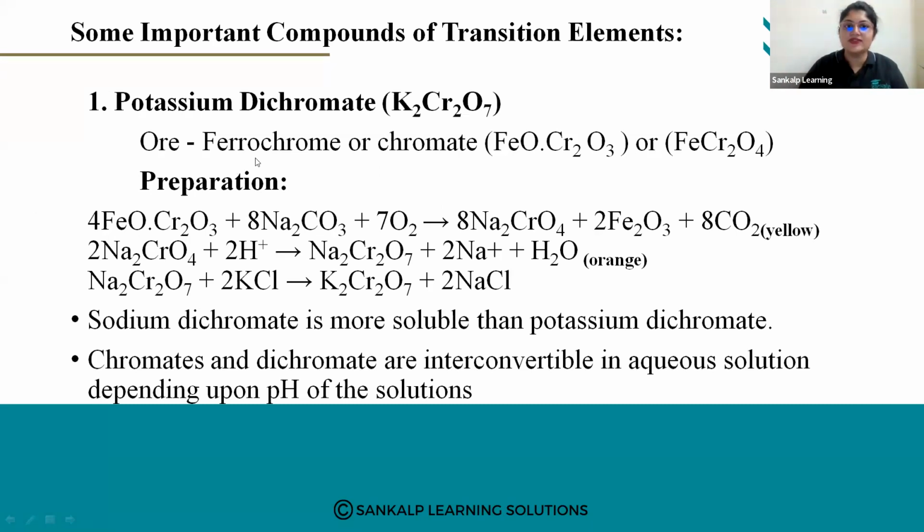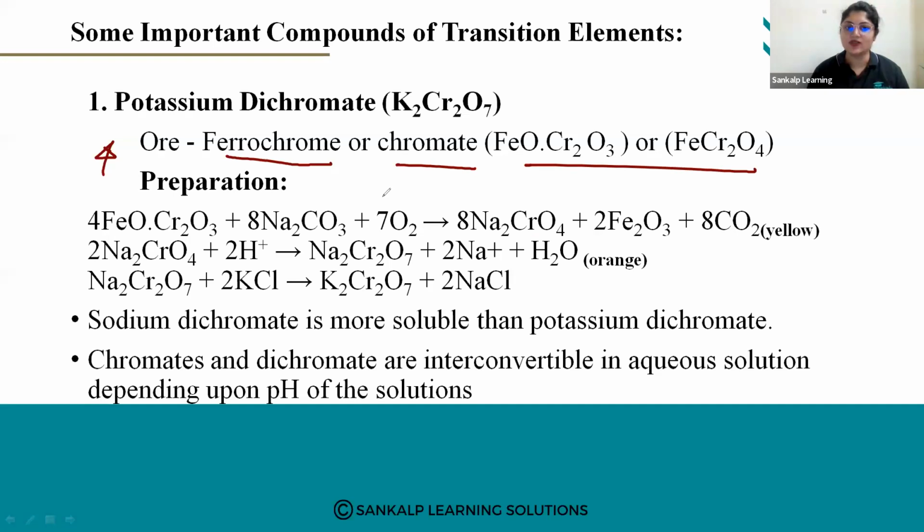Then FeO, that is ferrochrome or chromite ore. You have to remember the composition of this ore. So here the questions are asked like this: what is the ore, what is the composition. Then what is the preparation? You have to take ferrochrome and react it with sodium carbonate in the presence of oxygen.